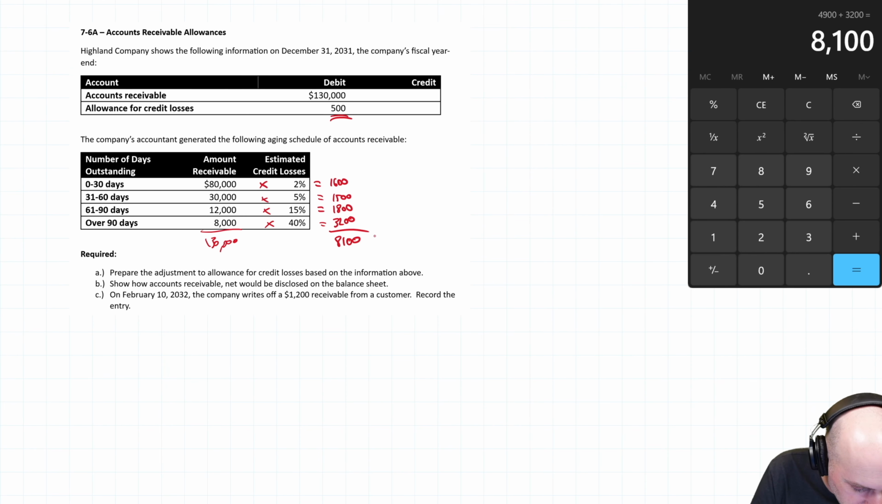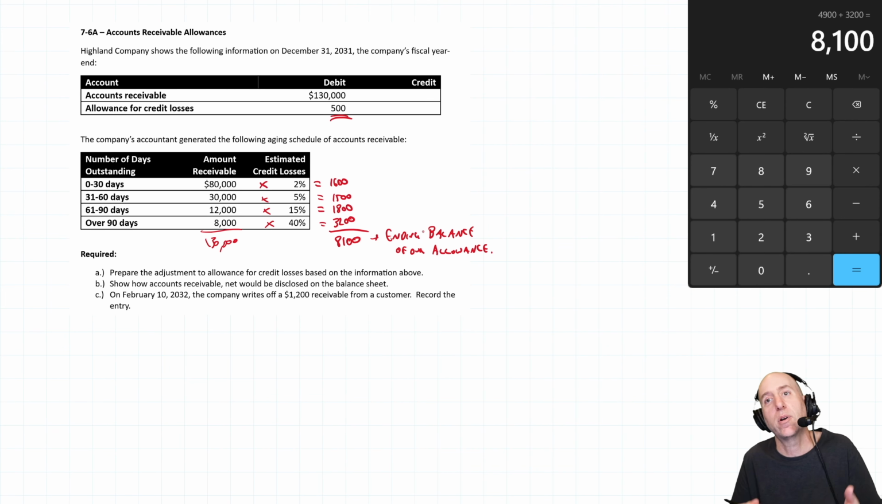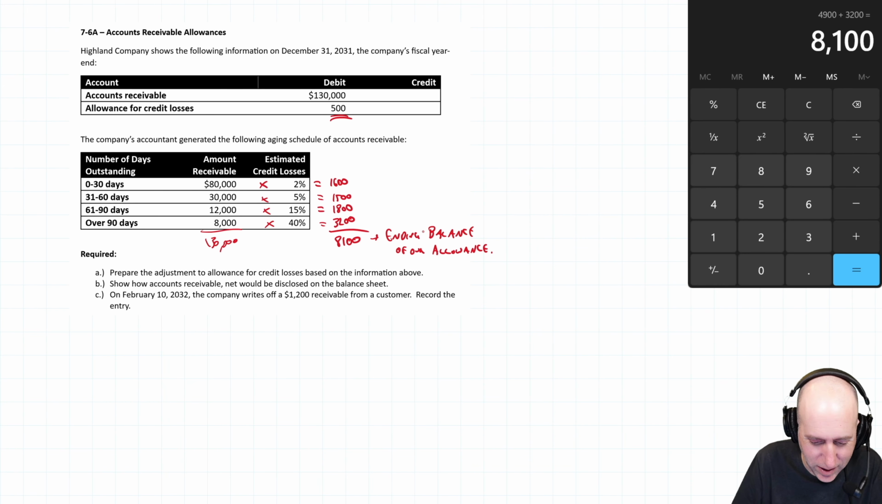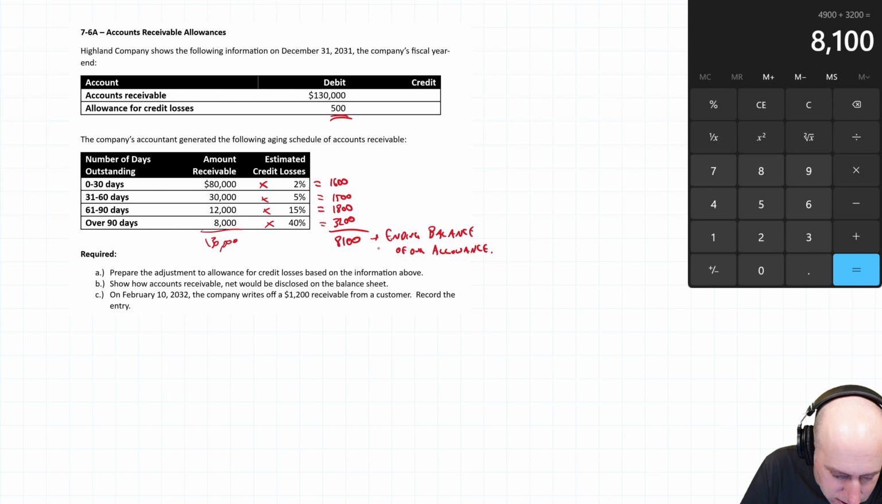So our total estimated credit loss is 8,100, and this number that you calculate, we want it to become the ending balance of our allowance for credit losses, and I'm just going to shorthand that to allowance. Now, I'm old school. I didn't call it allowance for credit loss. I would call it allowance for doubtful accounts. Follow whatever your professor says in terms of naming or jargon here. But ending balance of the allowance is 8,100.